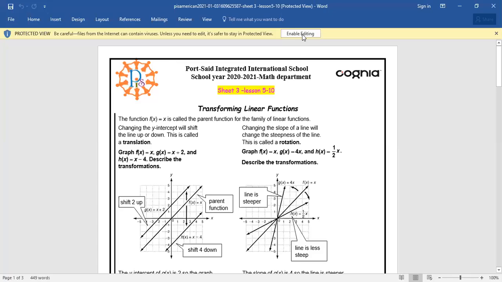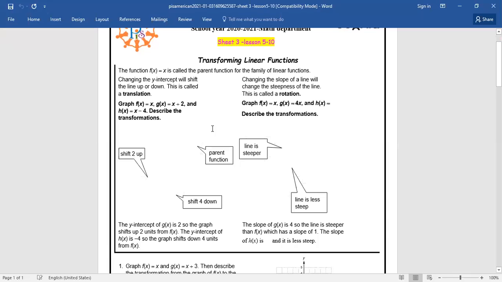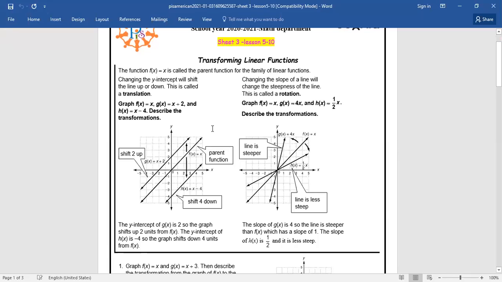Okay. We started already yesterday with what? We took an idea yesterday about which part? About translation. Okay. Do you remember? We said yesterday that we have a parent function. So what is the parent function? The parent function is f of x equals x. This is called the parent function.